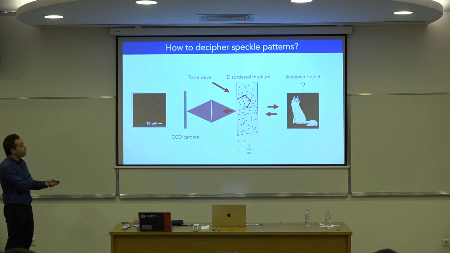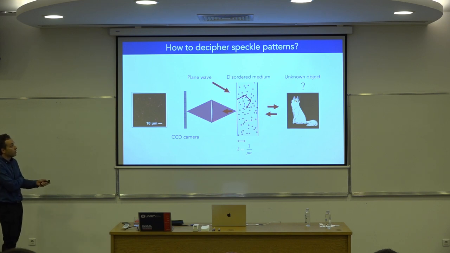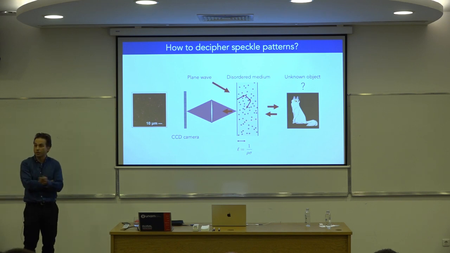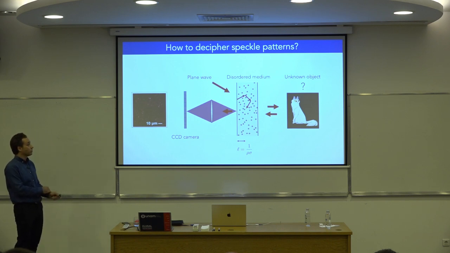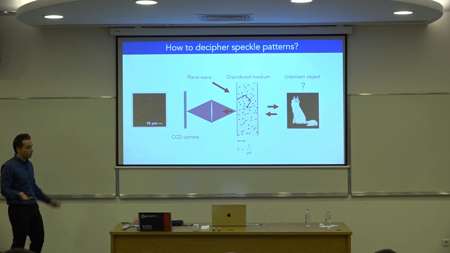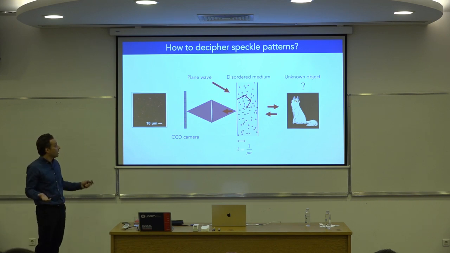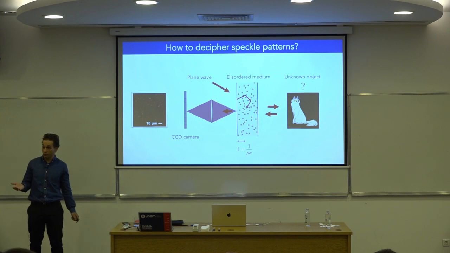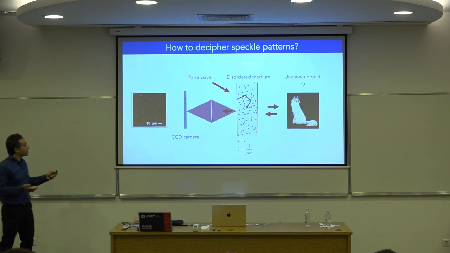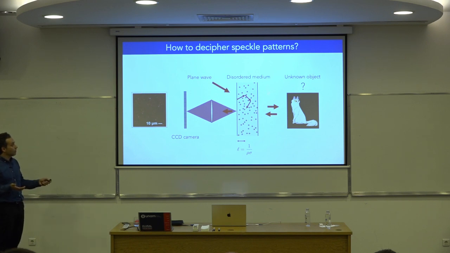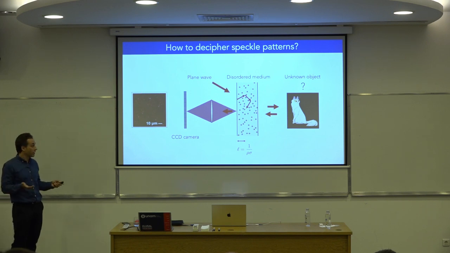And the situation that we are interested in is a complicated one. It's a case where your object is far deeper than the mean free path. So the sample thickness here is much larger than the mean free path. When you are in this situation, you can try to get an image and you will not get it, essentially because you have this multiple scattering effect. What you will get on your CCD camera is what we call a speckle pattern, which is apparently unrelated to the object that you try to see. So the question we ask is: how can I extract information in this speckle pattern about this object? Can I do this?